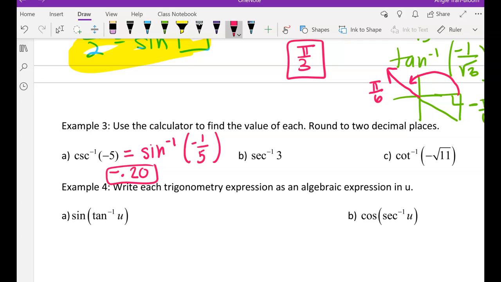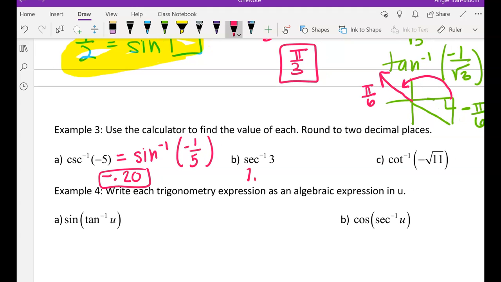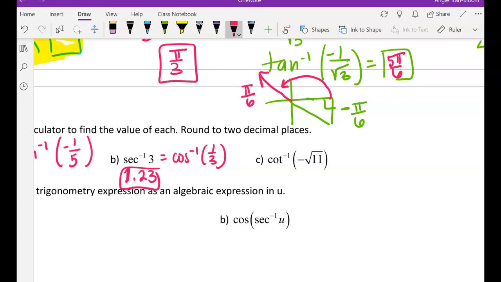Write that down, not just the answer, but write what you entered in as well. All right, Max, one more time, what'd you get? 1.23, someone confirm that for me? Yeah. Okay, so to enter that in your calculator, it's cosine inverse 1 divided by 3. Now, on C, you can do whatever you want.